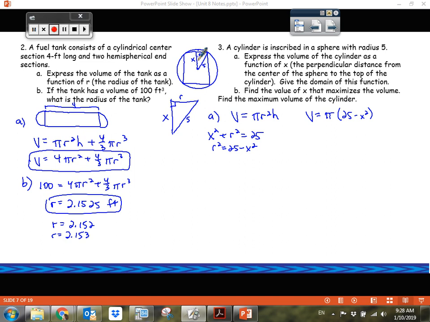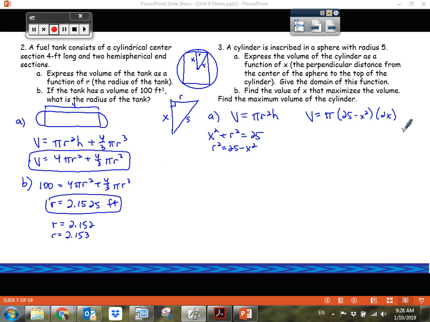So this distance right here is x. If we wanted the height of the whole cylinder, couldn't we just double that? That would be the same, right? So my height is actually 2x. So I'm going to replace h with 2x. And now we have expressed the volume as a function of x.